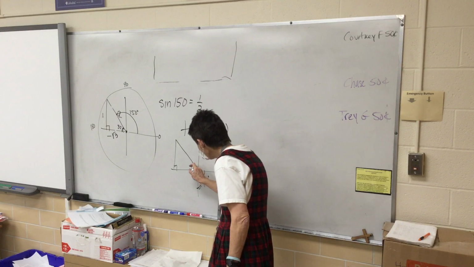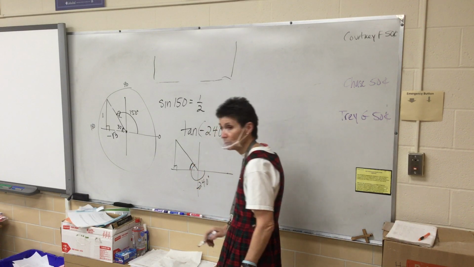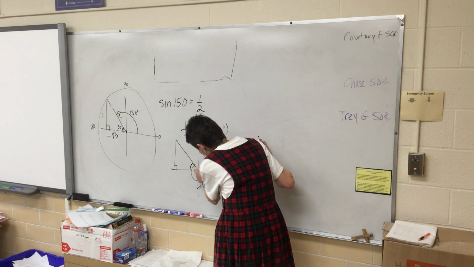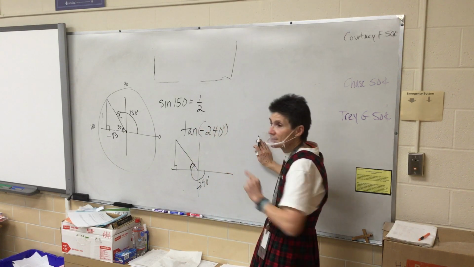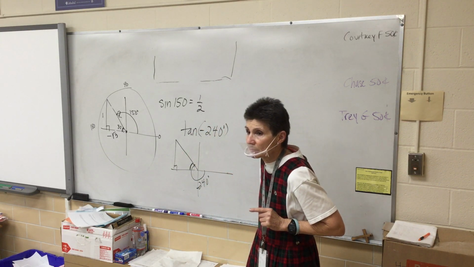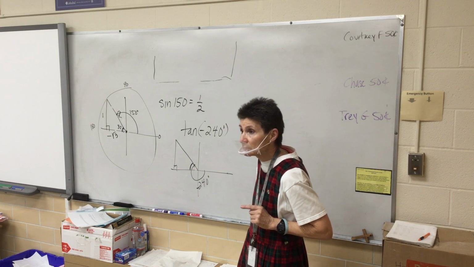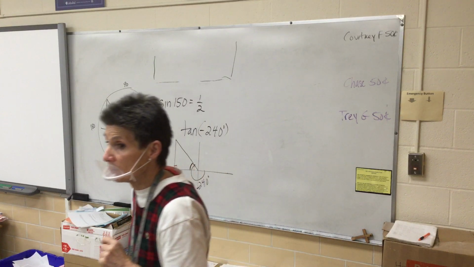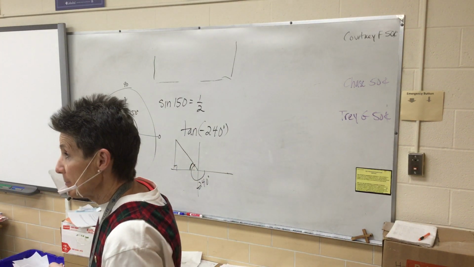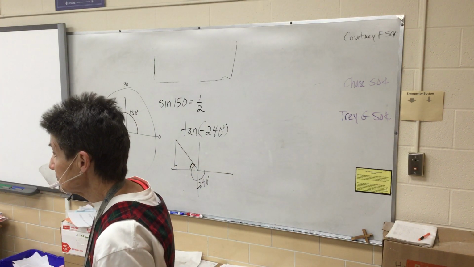Now, how big is this angle? This is the important one. The one right here inside the triangle. That's the important one. How big is it? It'll always be positive. The angle that you put in the triangle will be positive. Think about it.